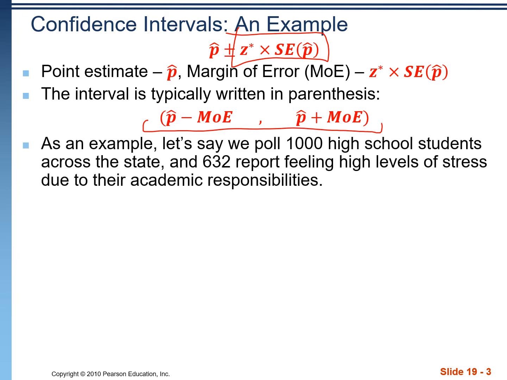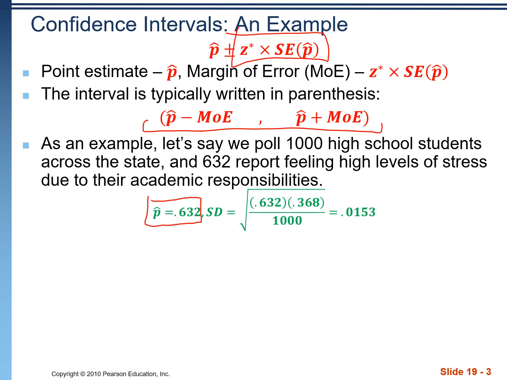So as an example, let's say we polled 1,000 high school students across the state. 632 report feeling high levels of stress due to their academic responsibilities. So our p-hat is 632 over 1,000, which is 0.632. Our standard error is radical 0.632 times 0.368, which is 1 minus 0.632, over the sample size of 1,000, we get 0.0153.